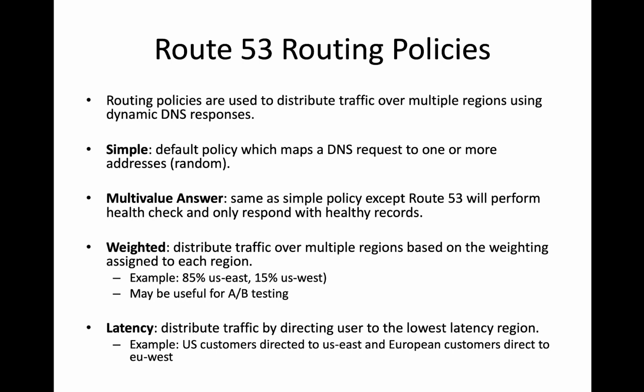But let's say we want to design our platform so that it is hosted in 2 different regions. How can we distribute incoming traffic from our customers across multiple regions? Well, we can do that using Route53 routing policies. And there are a handful of different routing policies which are available. The first is what we call the simple routing policy. This is the default policy, which simply maps a DNS request to one or more IP addresses.